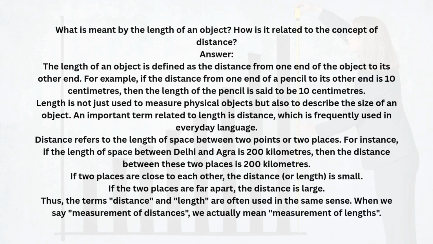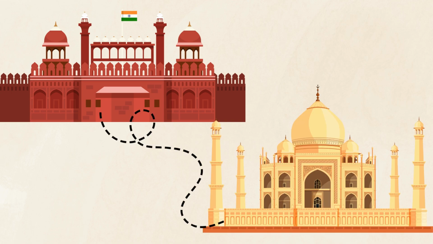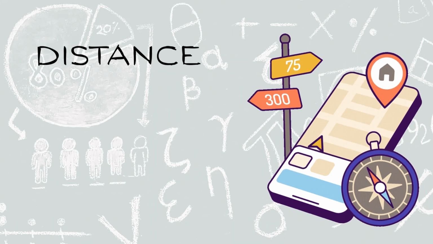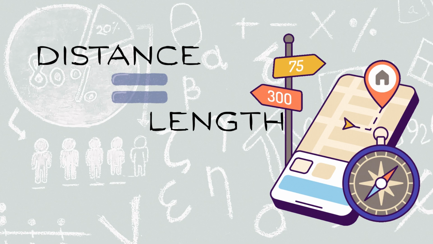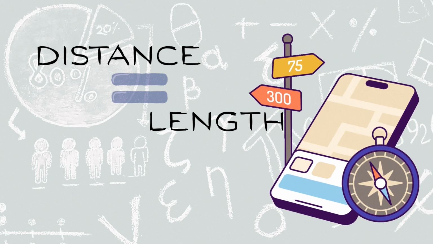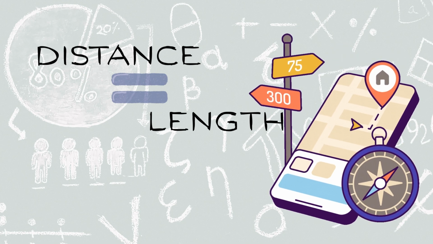And the distance refers to the length of the space between 2 points, 2 places. For instance, if the length of the space between Delhi and Agra is 200 kilometers, then the distance is said to be 200 kilometers. So distance and length are often used in the same sense, and when we say measurement of distance, we actually mean measurement of length.